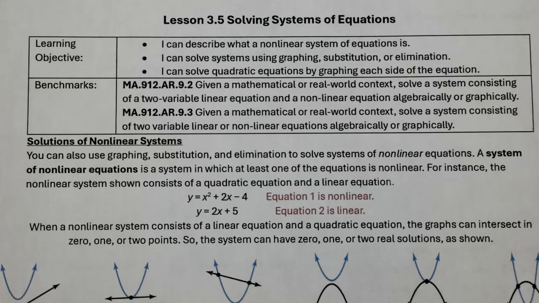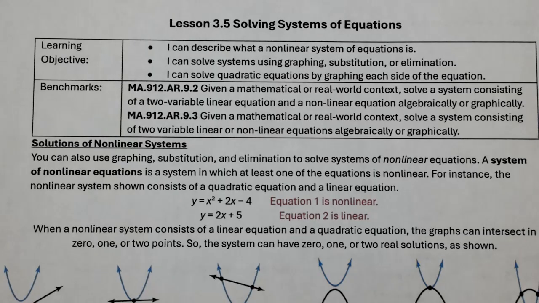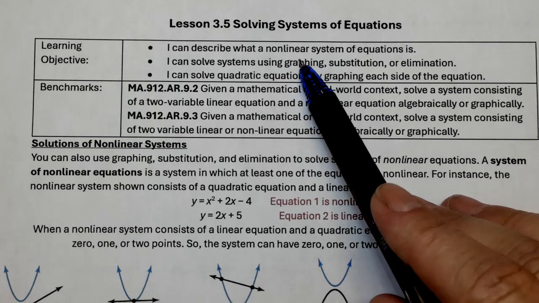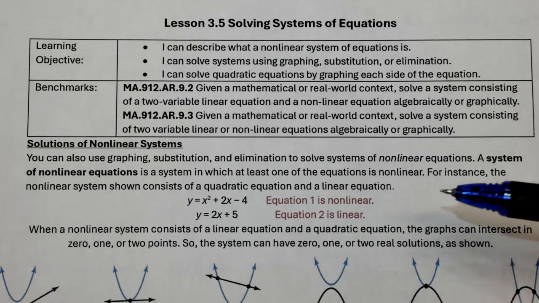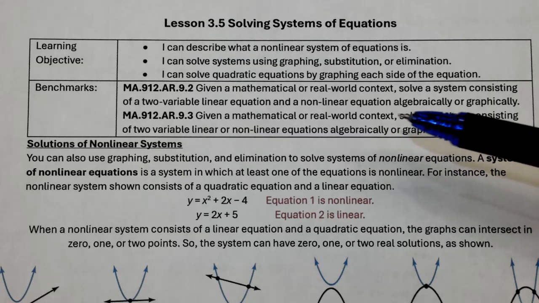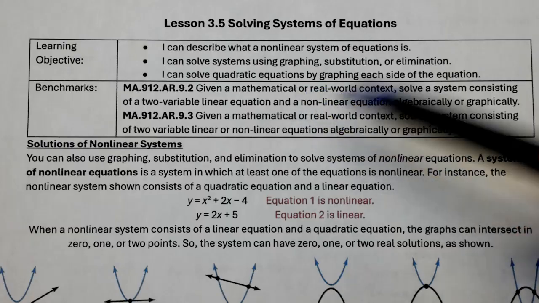All right, so in 3.5, we are solving systems of equations. You have done this in Algebra 1. The only thing that is new is now we are going to do it with nonlinear equations. So what does that mean? Quadratic functions. In Algebra 1, you learned systems of equations by graphing, by substitution, by elimination, using only linear systems. Now we're going to do it using nonlinear.